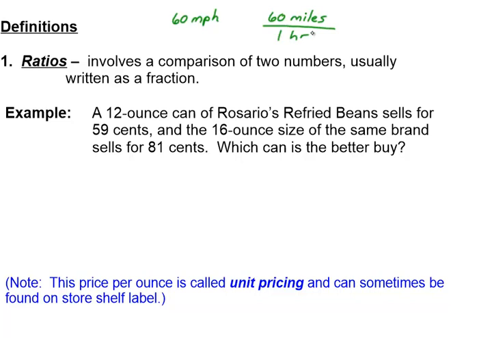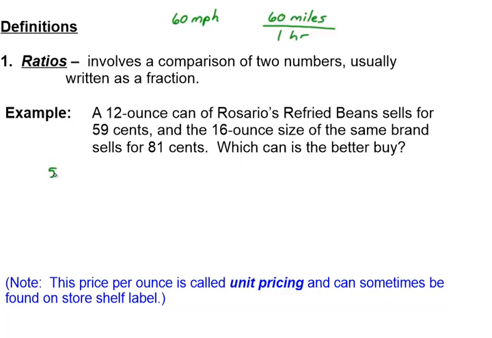So if I have a 12-ounce can of refried beans and it sells for 59 cents, and I have a 16-ounce can for 81 cents, which can be the better buy? So these are called unit pricing. We're trying to figure out how much am I going to spend for each ounce. Now I could simply just take 59 divided by 12 and that would tell me how much I'm spending for 1 ounce. But let's just write that out.